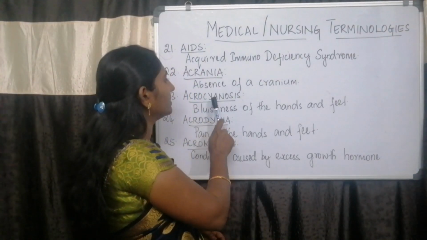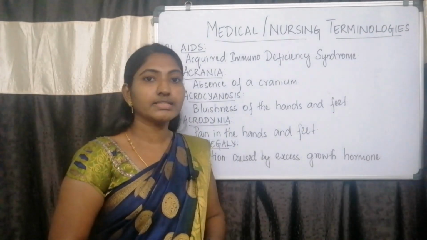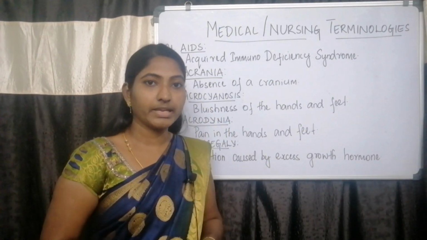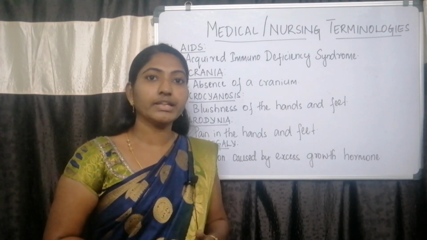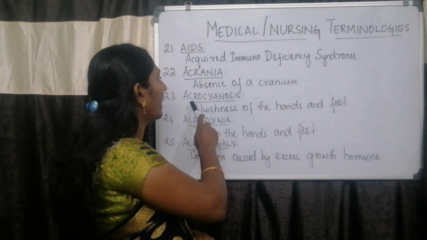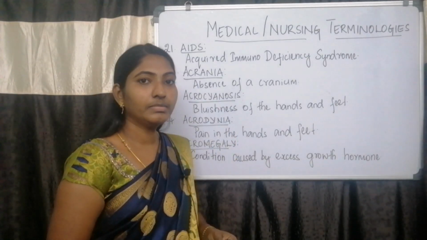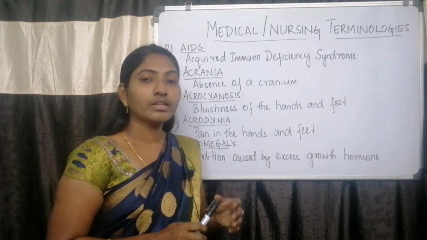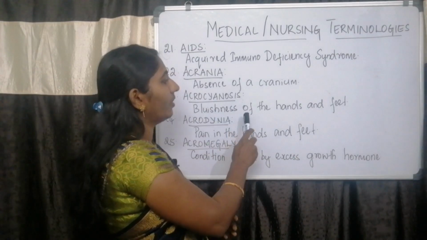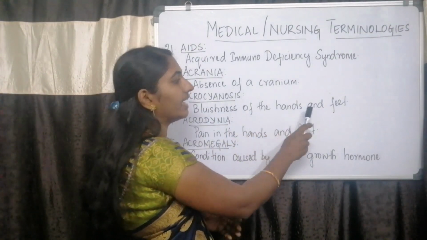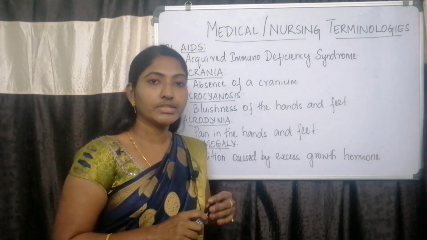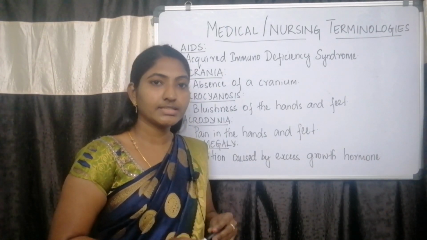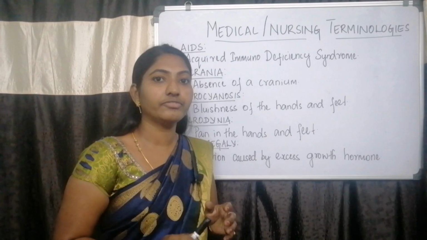Next one is acrocyanosis. Cyanosis is a term which is used to explain bluish discoloration of the skin due to inadequate circulation. So acrocyanosis is a term which is used to explain bluish discoloration of the extremities, that is the hands and feet.